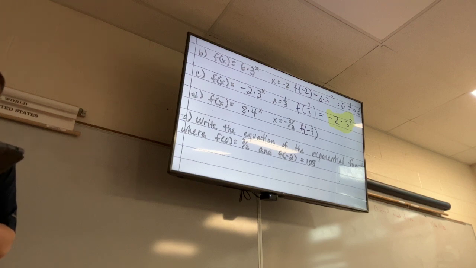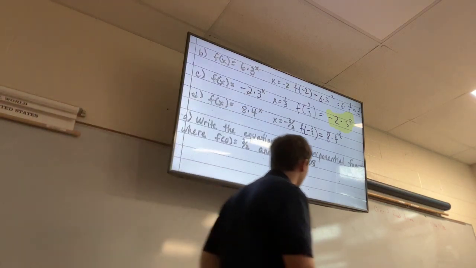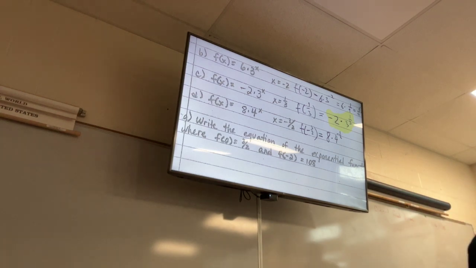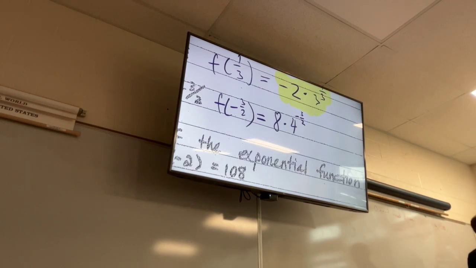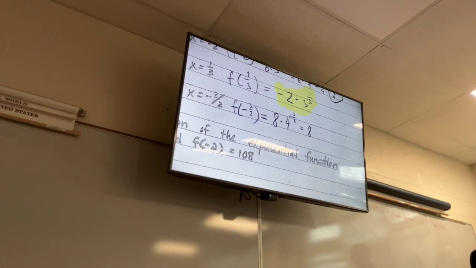Okay, -3 halves. Let's plug it in. That's the easy part. We have to figure out what 4 to the -3 halves is. So what's the first thing I can do to deal with that 4? Get rid of the negative exponent, so that becomes 1 over 4 to the 3 halves. Then how do I calculate what 4 to the 3 halves is?